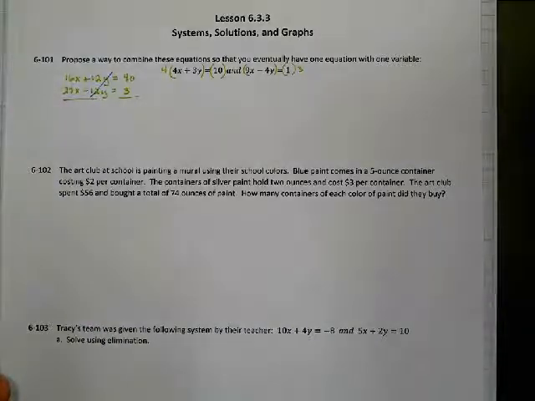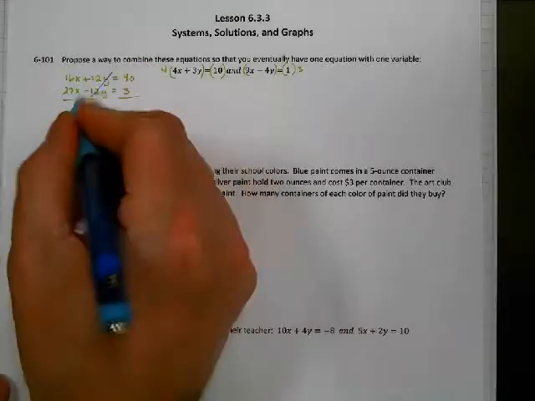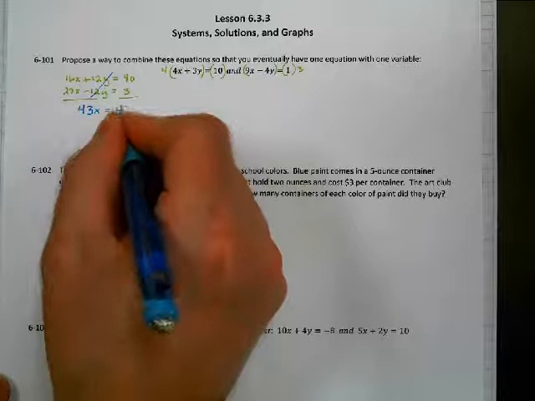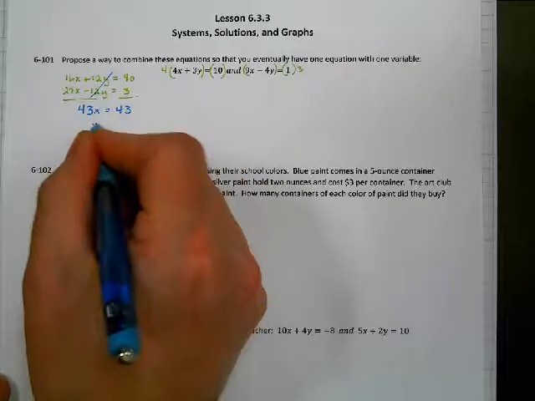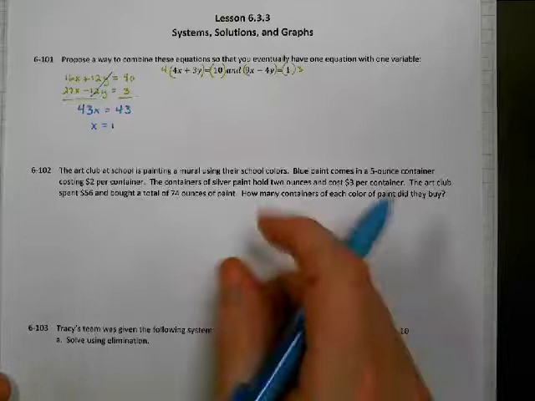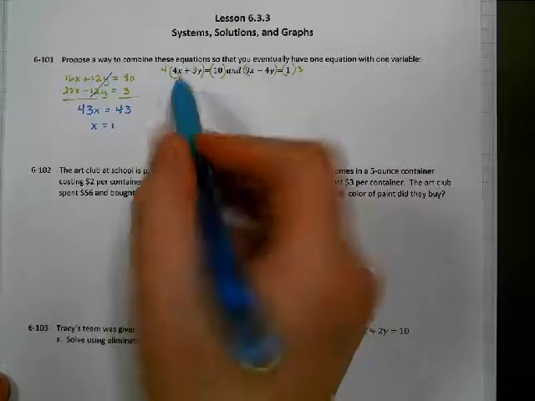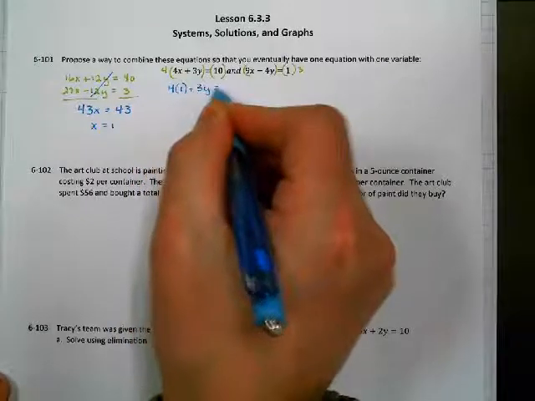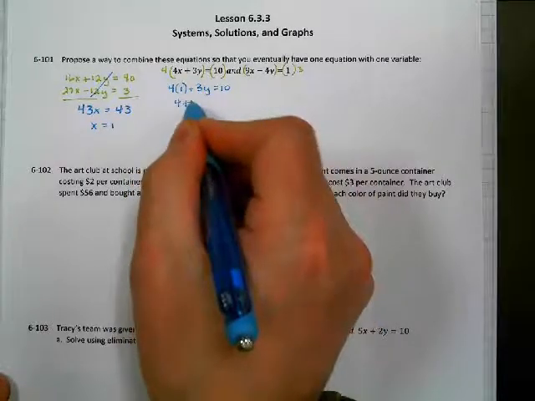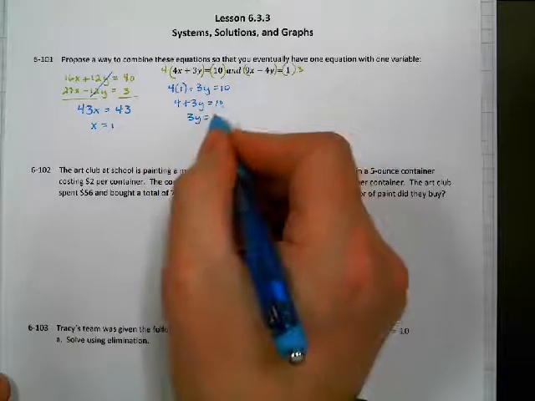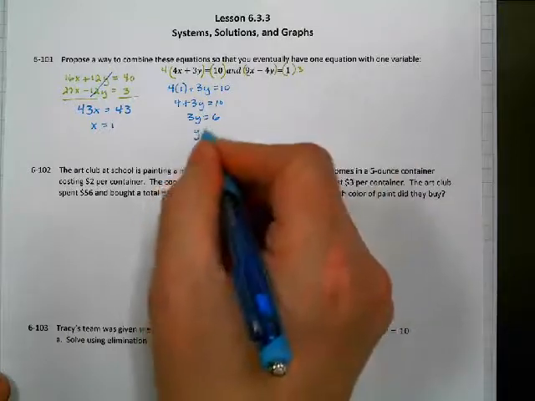So here I've got, what's that, 43 x's left over? That's a lot. So I've got 43x, and on this side I've got 43. Okay, it's not so bad. So divide by 43, and I get x is equal to 1. Okay, so we just multiplied both the equations in order to get something that would eliminate. So let's just plug it into this first one right here. So I would do 4 times 1 plus 3y equals 10. So this is 4 plus 3y equals 10. Subtract 4 from both sides. 3y is equal to 6. Divide by 3, and y is equal to 2.